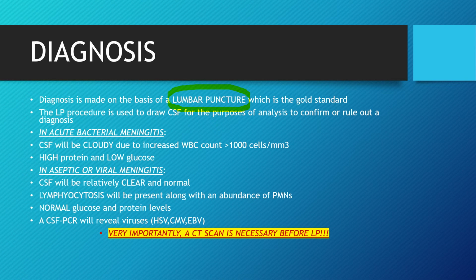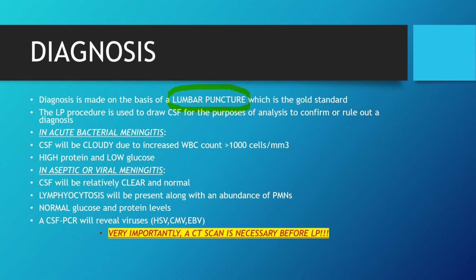Lumbar puncture is the gold standard for the diagnosis of various central nervous system conditions, like in this case meningitis, encephalitis, stroke. The lumbar puncture is basically used to draw CSF for the purposes of analysis to confirm or rule out a diagnosis.